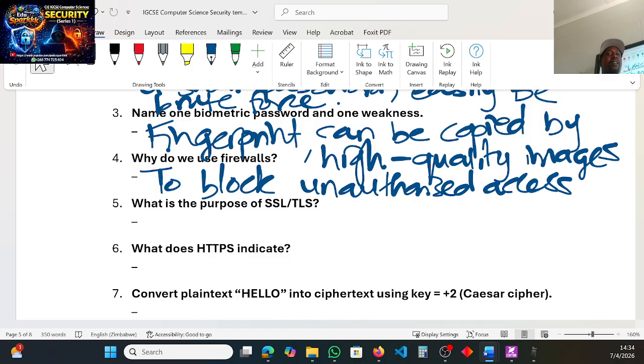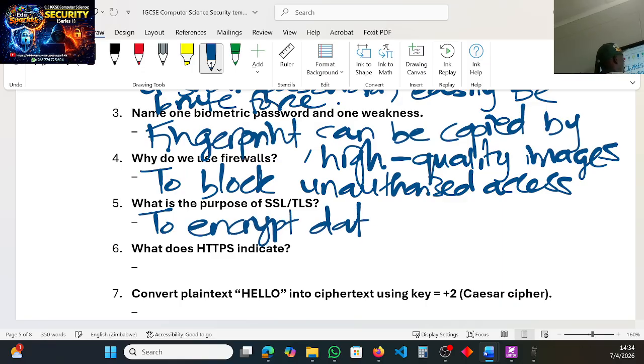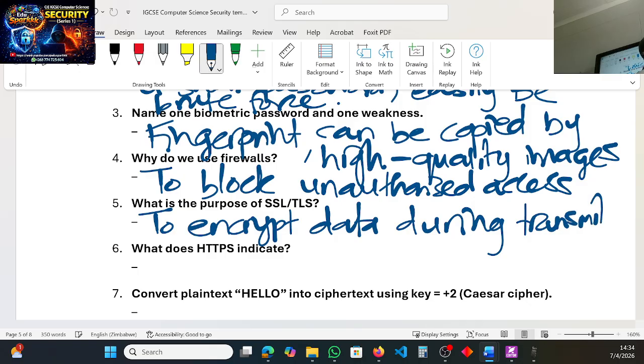So the next one is the purpose of Secure Socket Layer and Transport Layer Security. What's the main reason why we need such? The bigger reason, like we said, is to encrypt data during transmission. So we don't want interceptors of data to make sense of the data. They need a key in order for them to realize the meaning of the data itself.